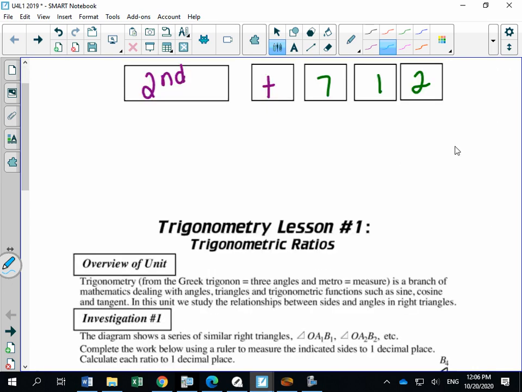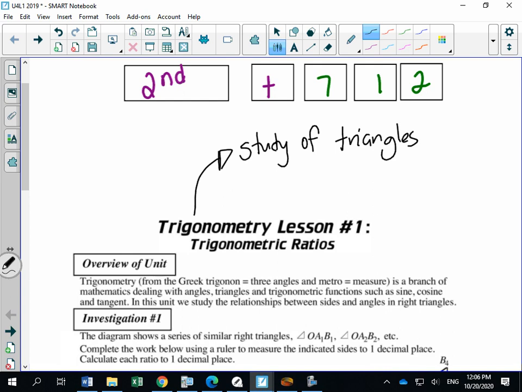So what is trigonometry? What I want you to write is: trigonometry is the study of triangles. Particularly what we're looking at in 10C is right angled triangles. In 10C, every single triangle that I give you will have a right angle, and a right angle is a 90-degree angle.